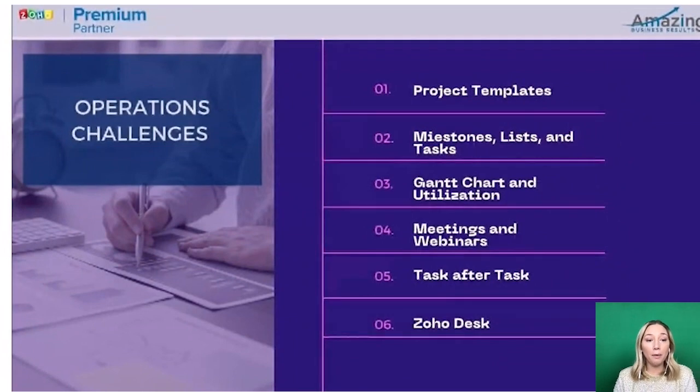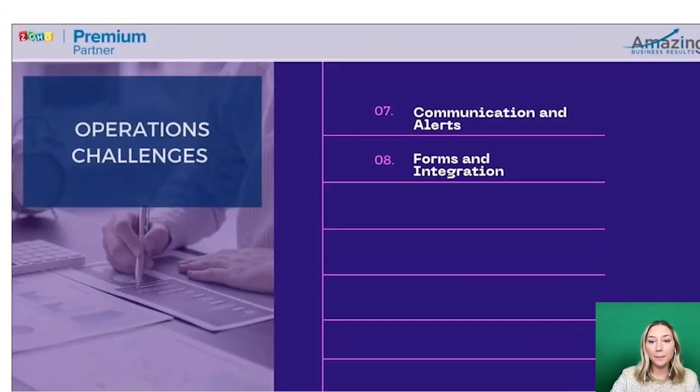Today, we are going to talk about operations, as I said. The first 3 sections are all going to be Zoho Projects. We'll have project templates, milestones, lists, and tasks, the Gantt chart and utilization. Then we'll go into meetings and webinars, tasks. I know last week we said that you should not use tasks, but that is for your sales cycle, and there are specific situations in which tasks are useful, so we'll dive into that today. And then we have Zoho Desk, communication and alerts, and forms and integration.